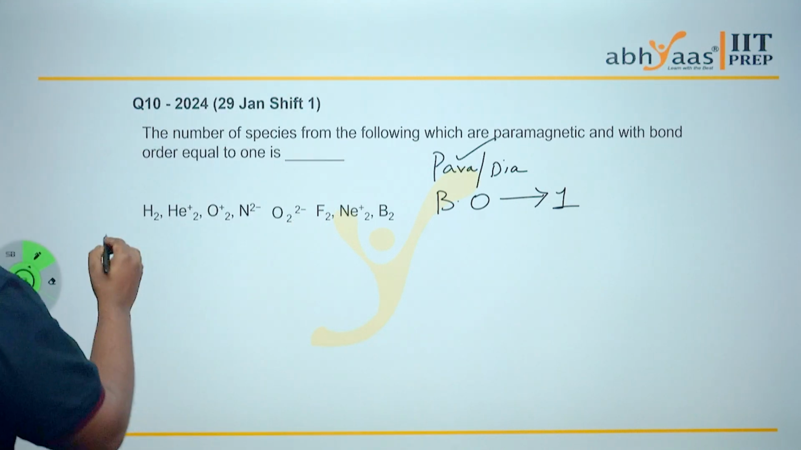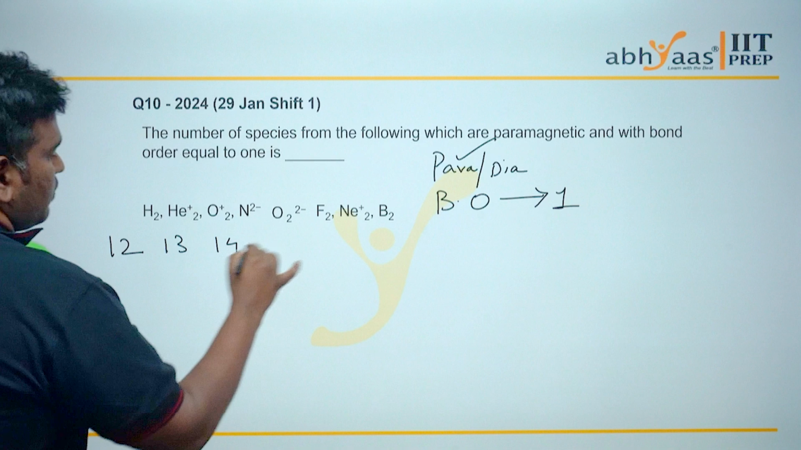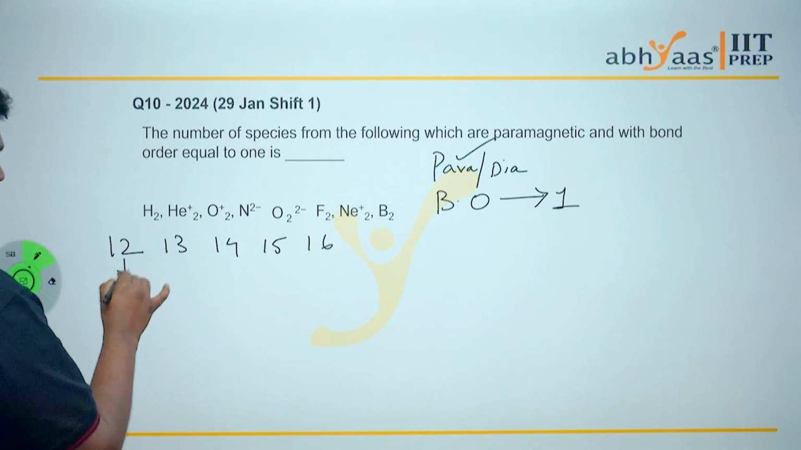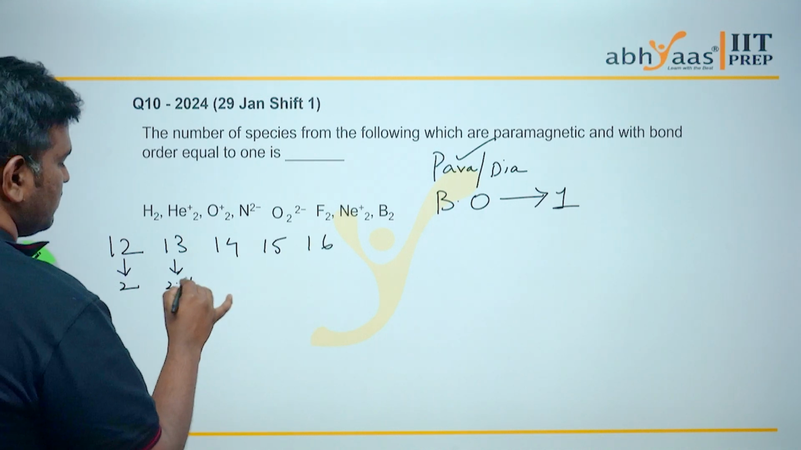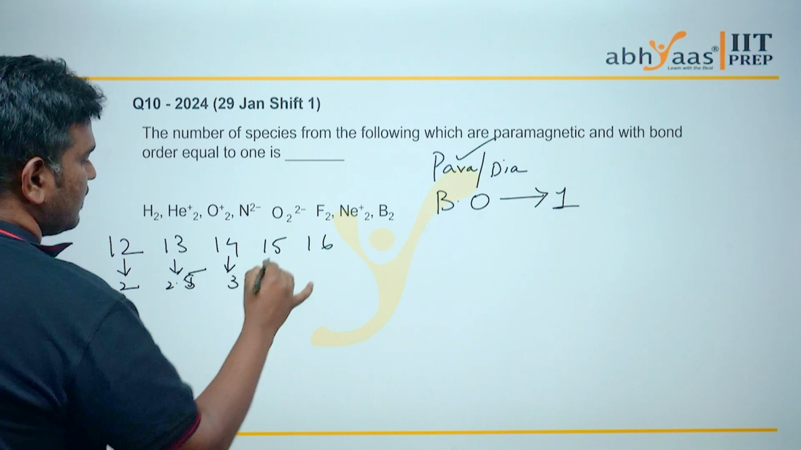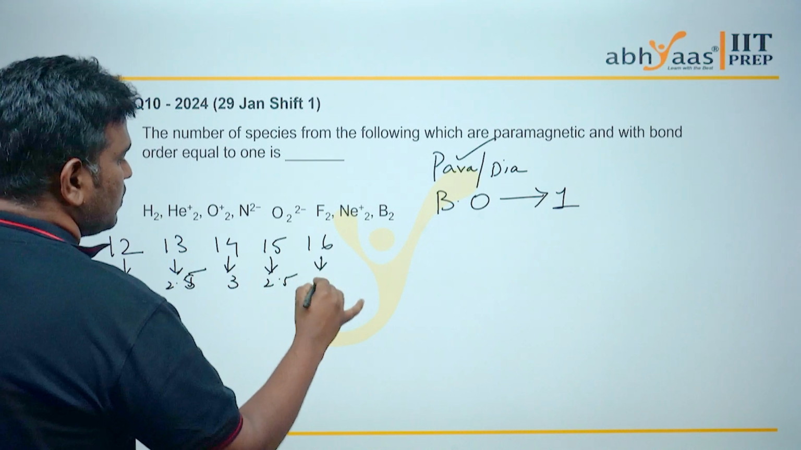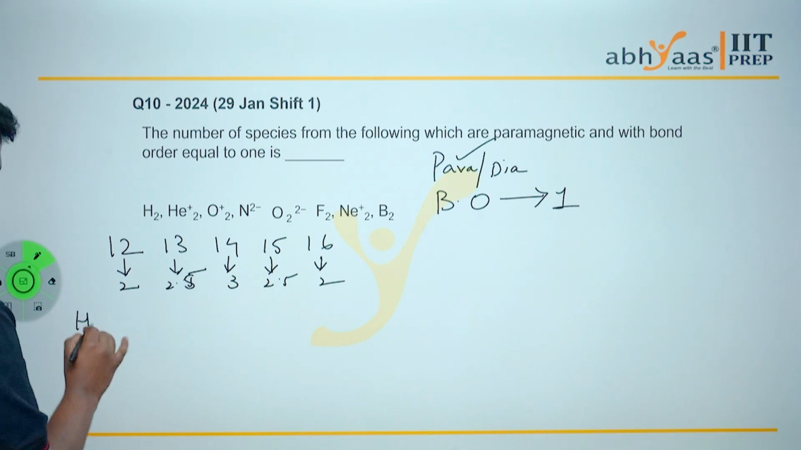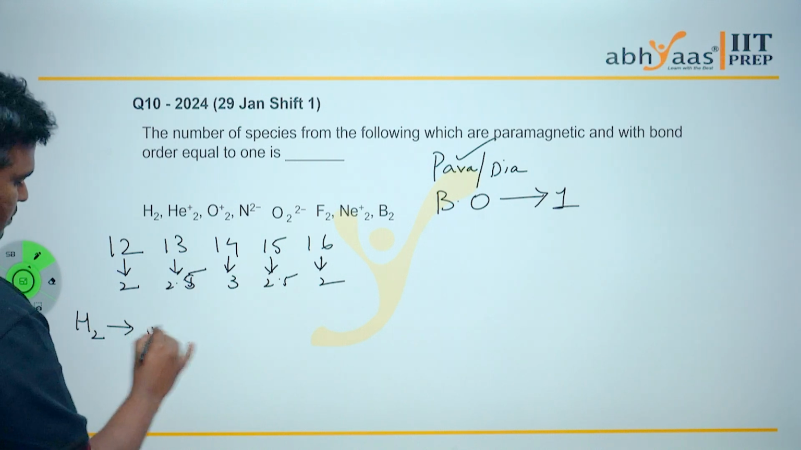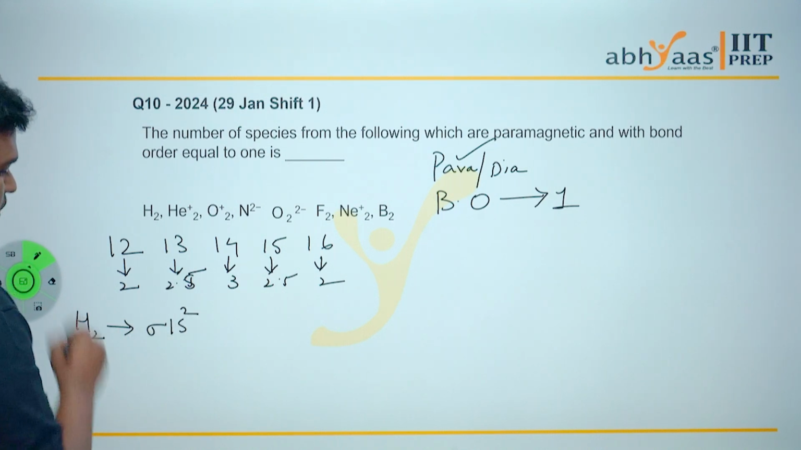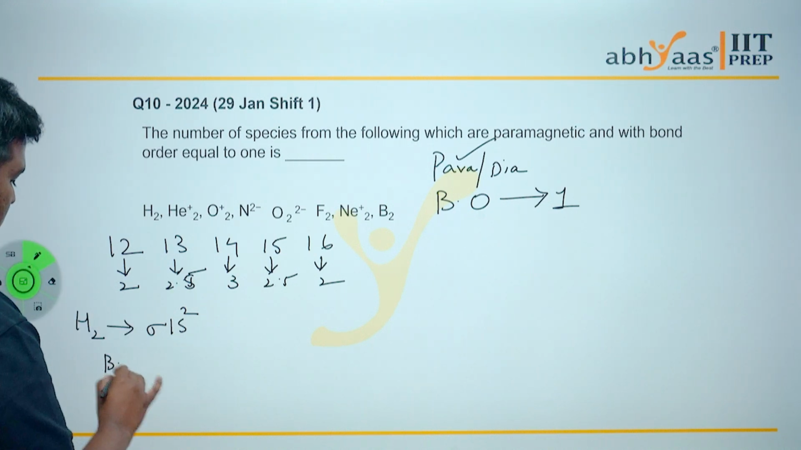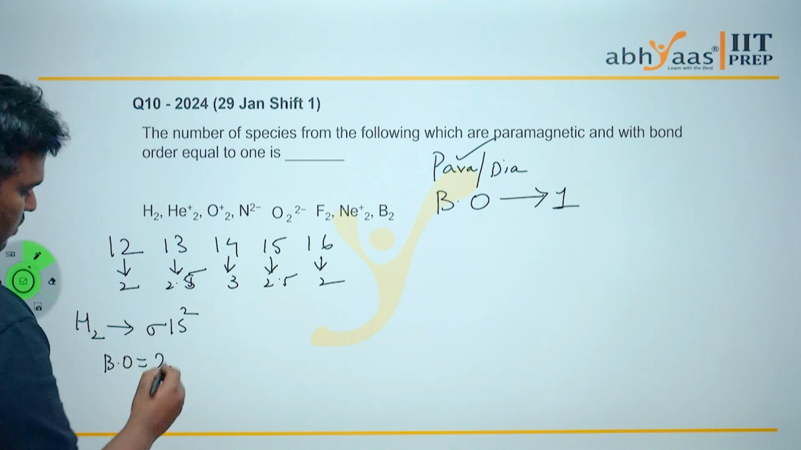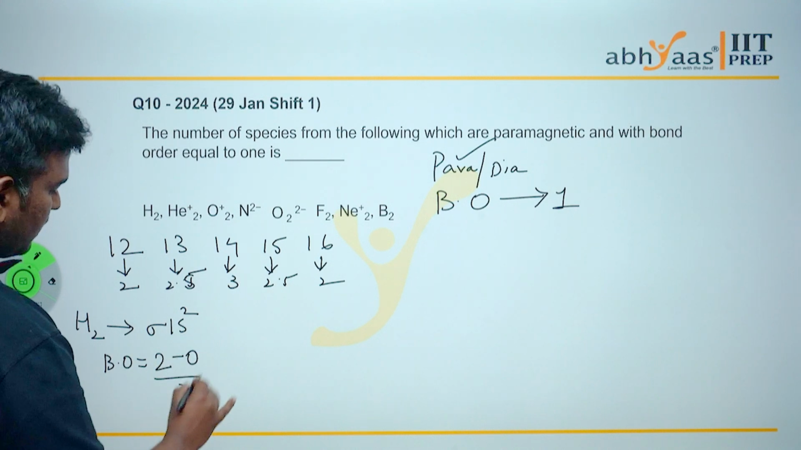So we will use this trick that we have already used: 12, 13, 14, 15, 16. I have told you 2, 2.5, 2.5, here it will be 3, 2.5, 2. And for others we have to see whether it is paramagnetic or diamagnetic, and also its bond order. So if you take H2, we will have sigma 1s2. And what will be the bond order? Bond order is the number of bonding electrons minus anti-bonding electrons by 2, so it will be 1.